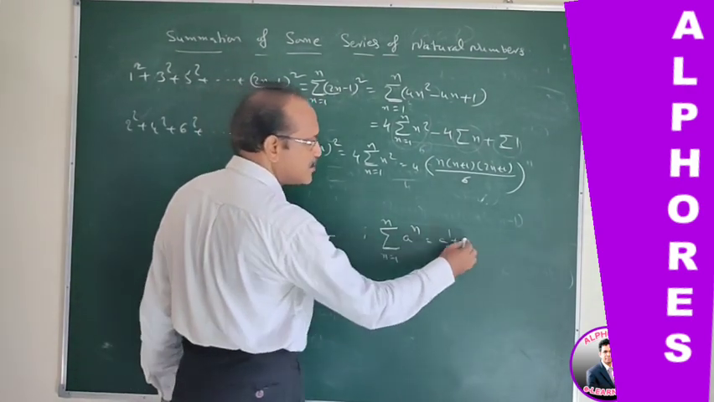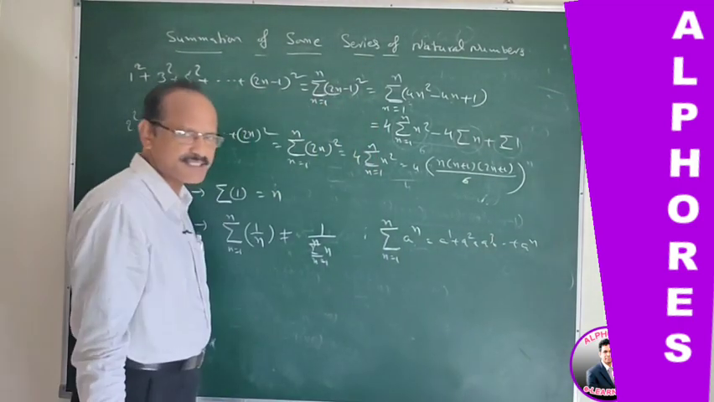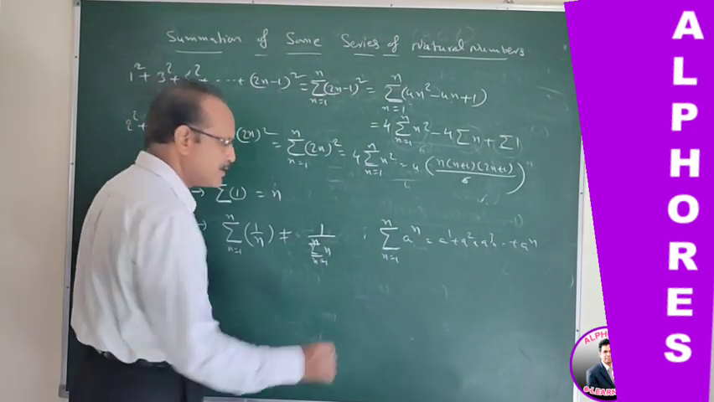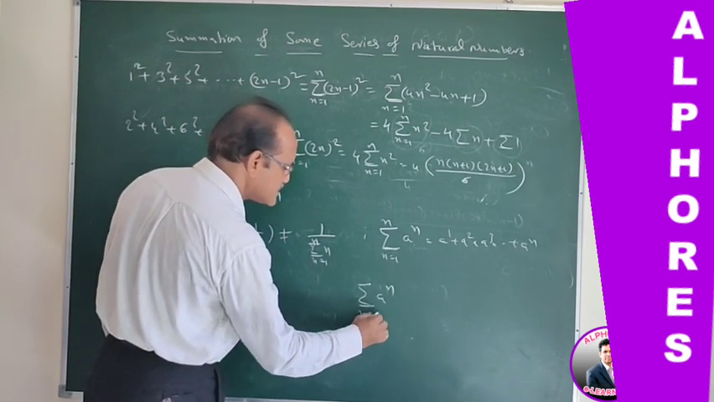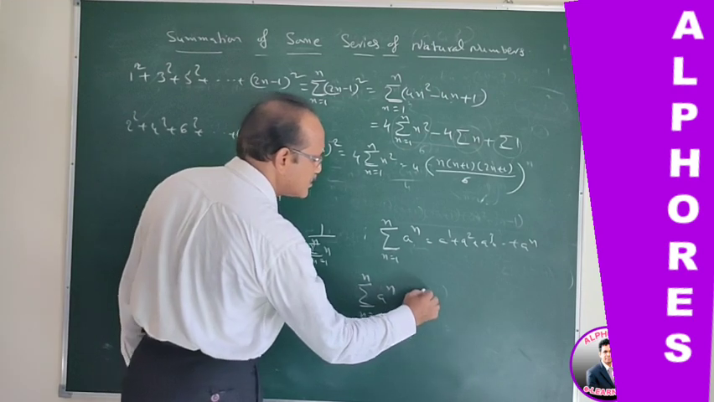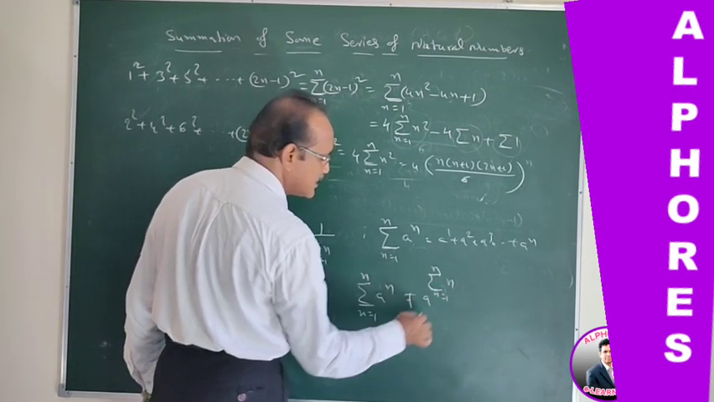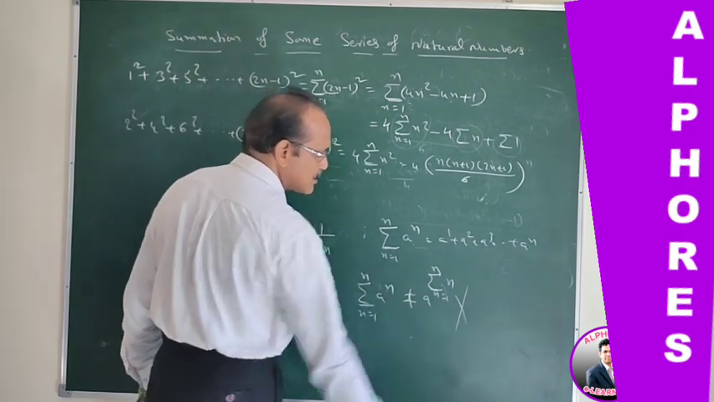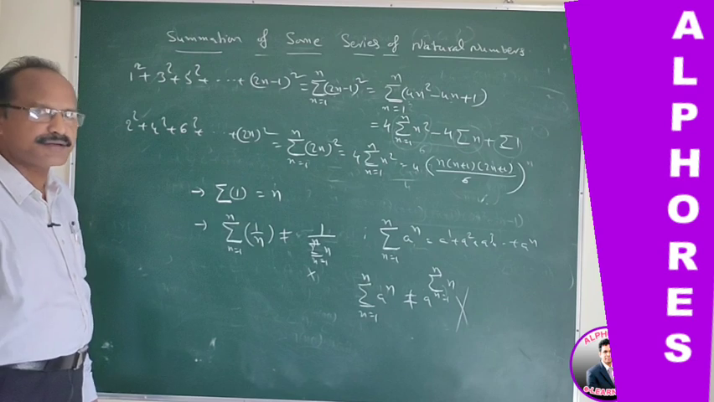a power 1 plus a power 2 plus a cube plus etc. This is expansion, actual expansion, right? But don't write sigma of a power n, where n is equal to 1 to n, is not equal to a power sigma of n, n is equal to 1 to n. It is not correct. So don't write this type, right?